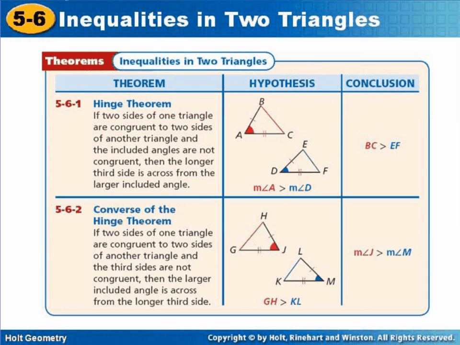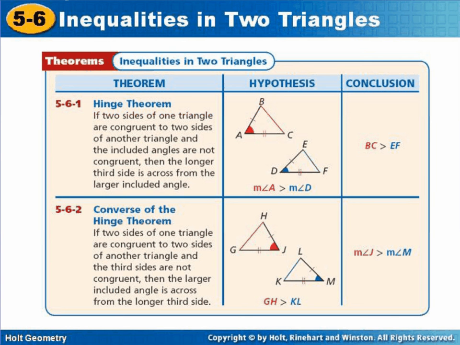Okay, the hinge theorem. It says if two sides of one triangle are congruent to two sides of another triangle, so if we have two sides in one triangle that are exactly the same length as two sides in a different triangle, but the included angle, the angle that's made up of those two sides, is not the same in both triangles, then the longer third side is across from the larger included angle.